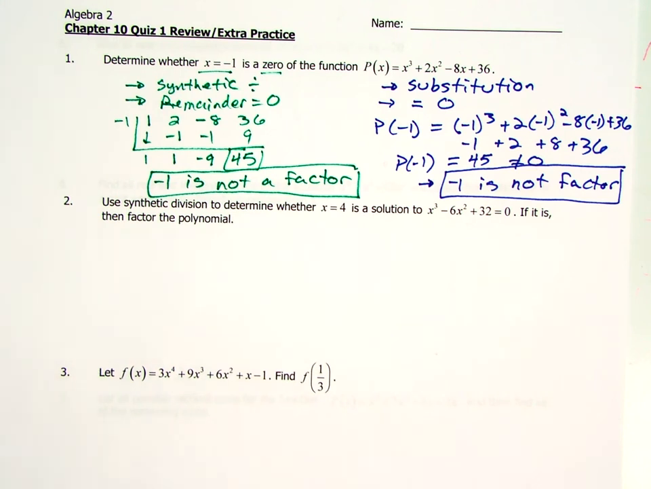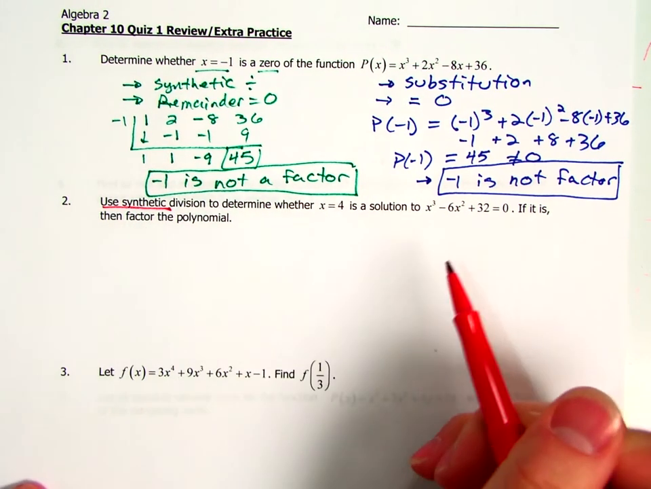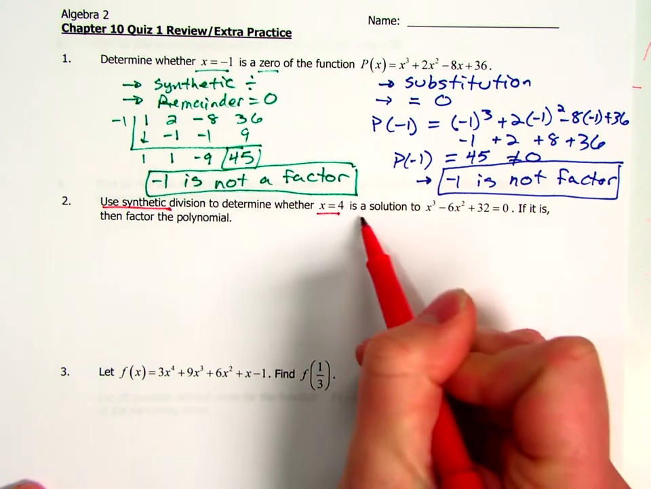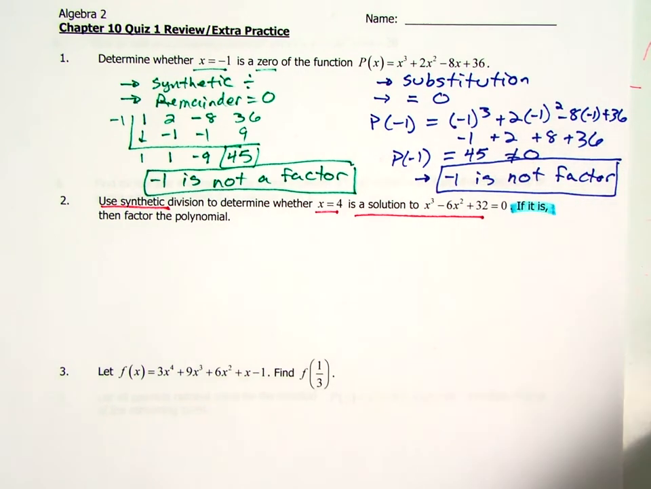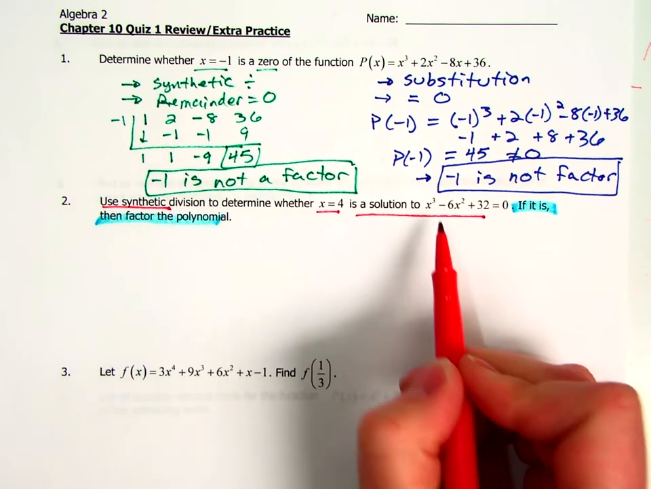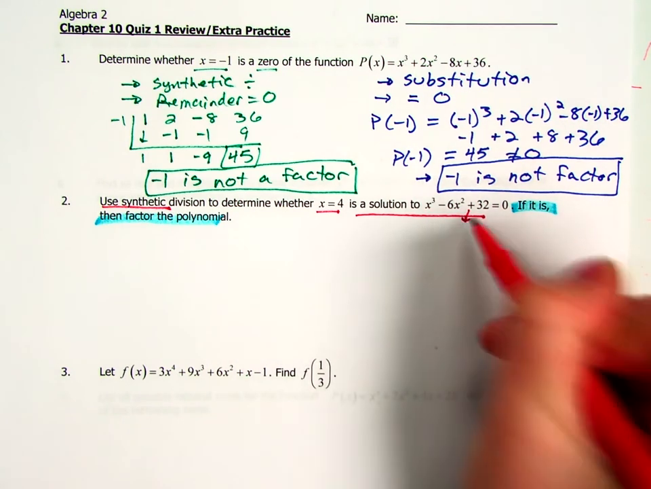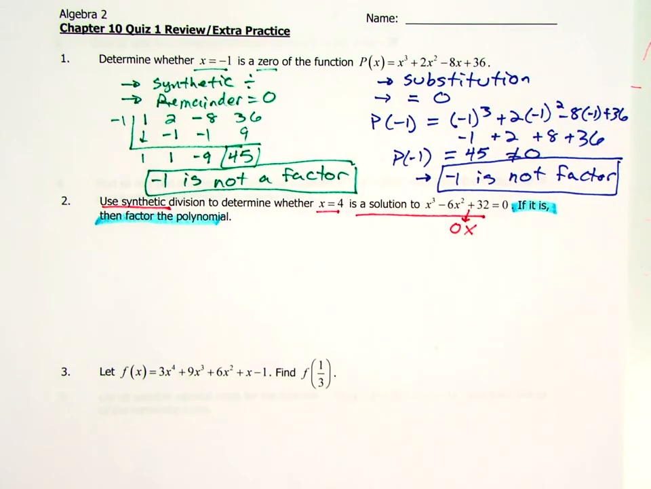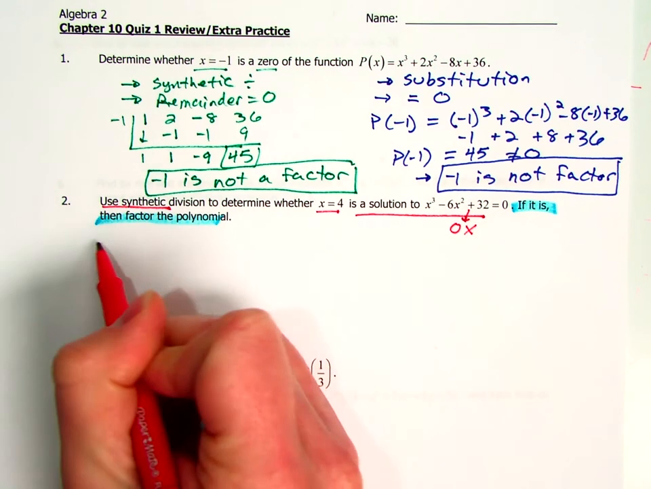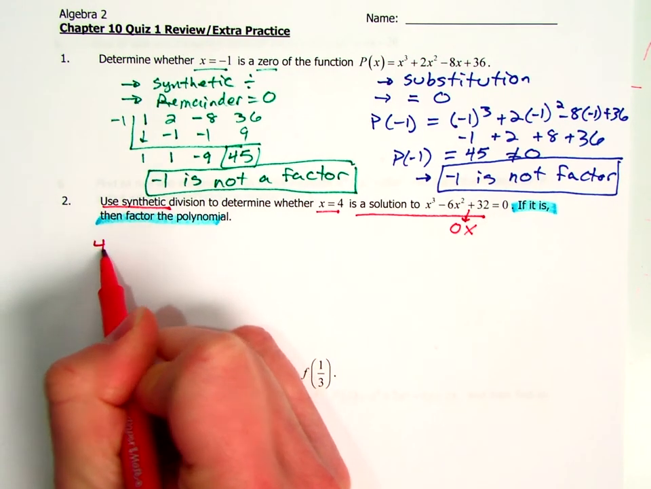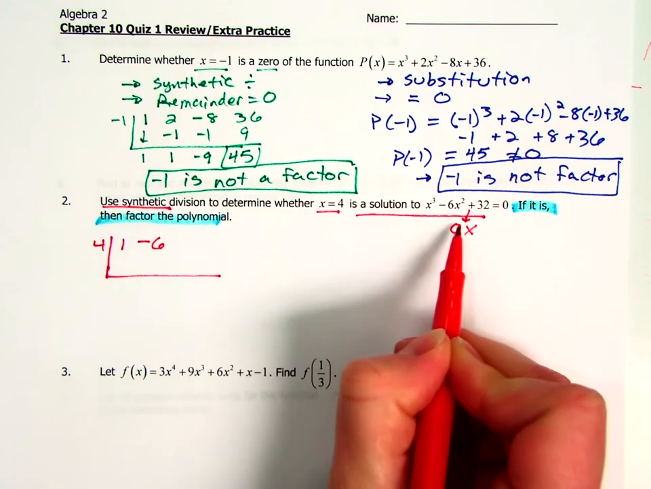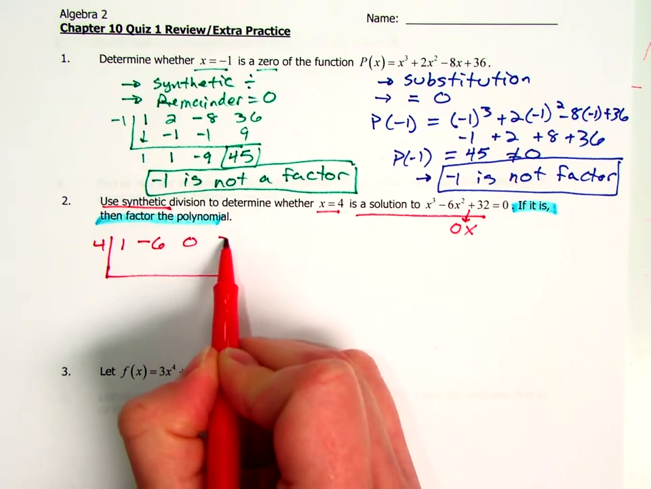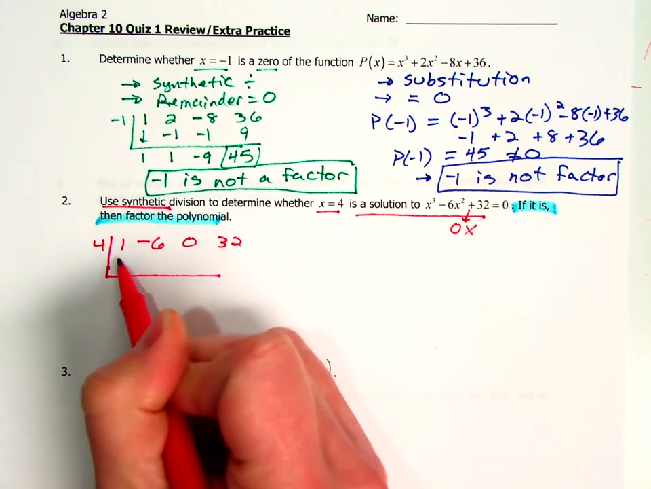All right, number 2 specifically says that you must use synthetic division to determine if x equals 4 is a solution to this. And there's a second part. If it is, then factor the polynomial. So let's deal with the first part. So we have an x cubed and x squared, but realize there's no x term, so we have to take into account that there's not by making it a 0x, so that when I go to set up my synthetic division, we have a 4 on the outside, and then it's 1, negative 6, the 0 because there were 0x terms, and then 32. So we can bring this down.